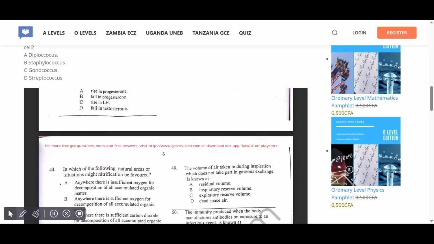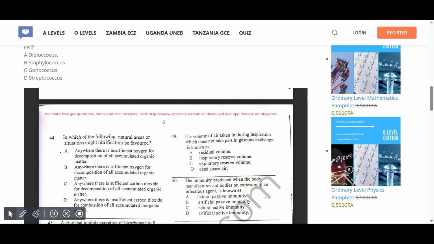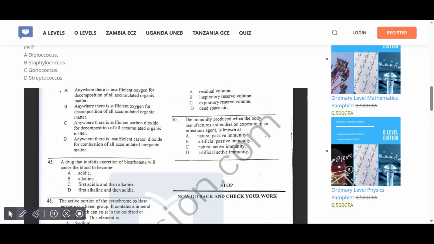Question 44. In which of the following natural areas or situations might nitrification be favored? The answer is B. Anywhere there is sufficient oxygen for the decomposition of all accumulated organic matter.